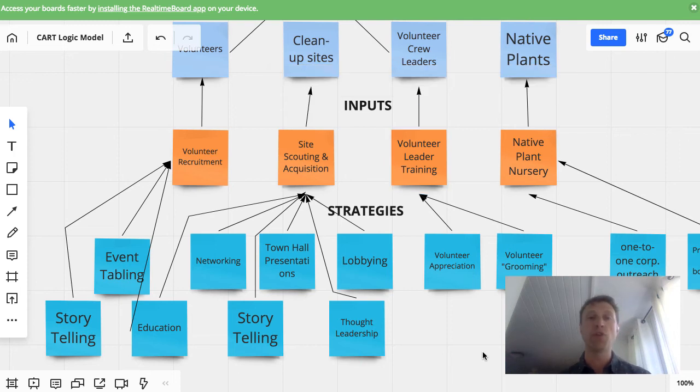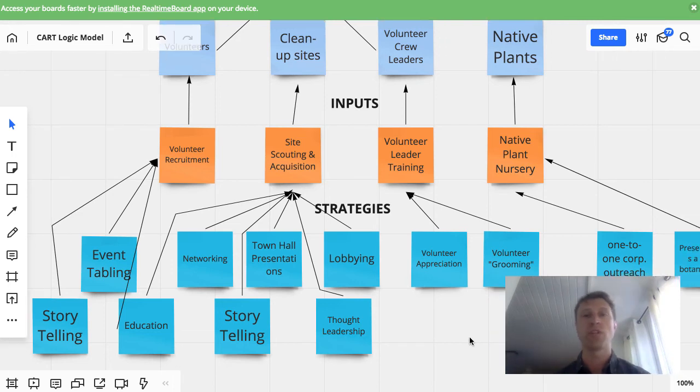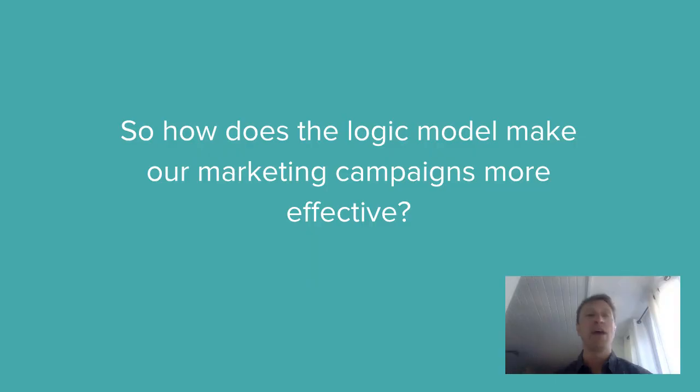You can see how multiple strategies contribute to our inputs. This is really important to realize because there's not necessarily one strategy that's going to inform or empower those inputs. There are multiple ways to achieve our activities or inputs. I want to get back to that question that we've been asking the whole time. How does the logic model make our marketing campaigns more effective?